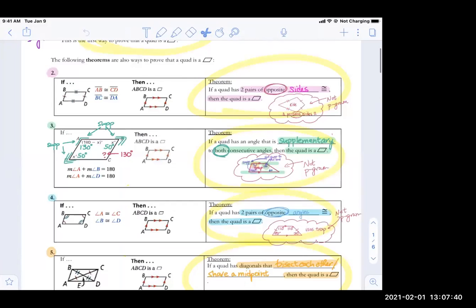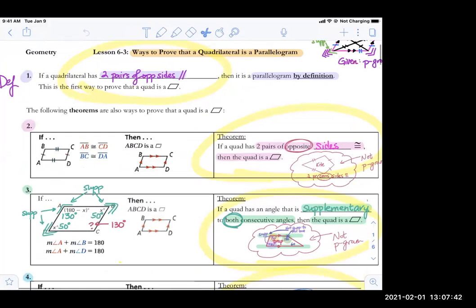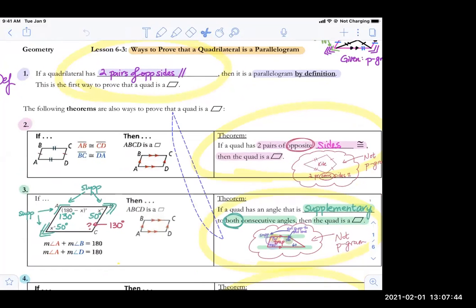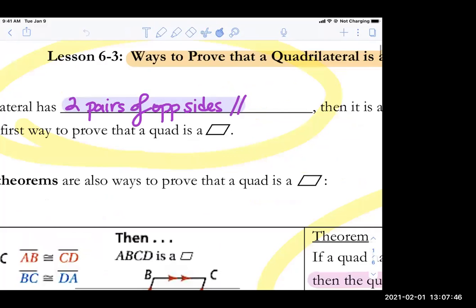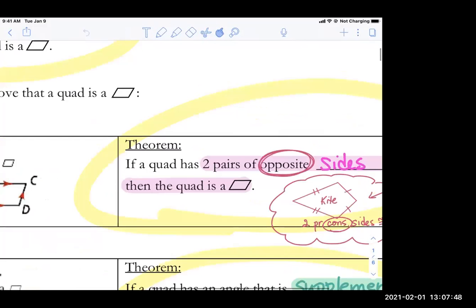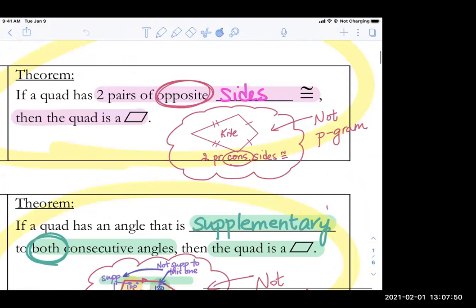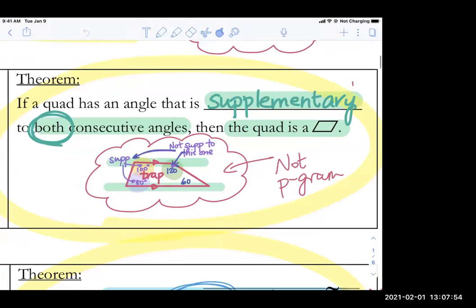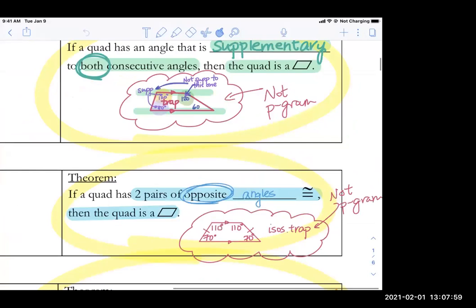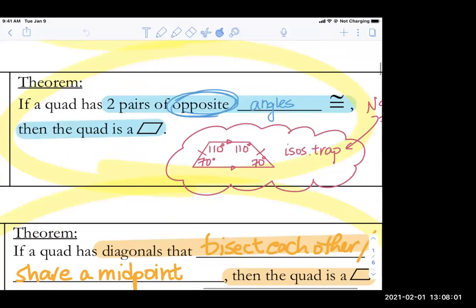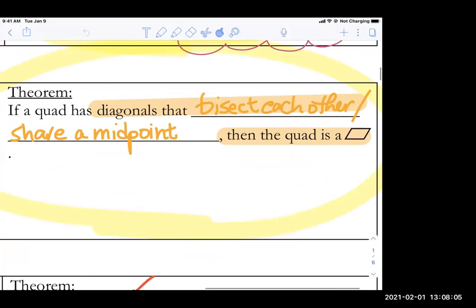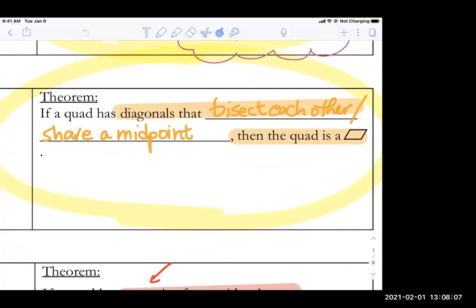The different ways of proving quadrilaterals are parallelograms. The definition is that two pairs of opposite sides are parallel. The second one is two pairs of opposite sides are congruent. Then one angle supplementary to both consecutive angles. Two pairs of opposite congruent angles. And then diagonals bisect each other, which also means they share a midpoint.